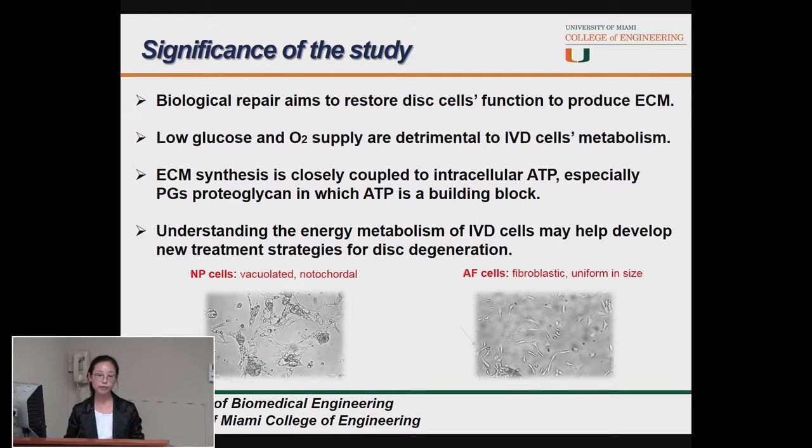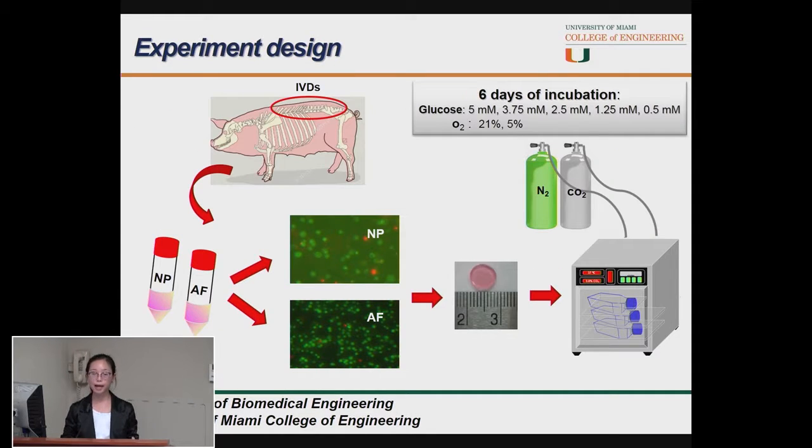So in this study, we investigate the interrelationship between the ATP and proteoglycan synthesis of IVD cells under altered glucose and oxygen environments. We harvested the IVDs from pigs and cultured the cells in a 3D agar gel model to keep their 3D phenotypes, followed by 6 days of incubation under oxygen levels of 21% and 5%, with a sequential reduction of glucose starting from 1 gram per liter, which is 5 millimolar.